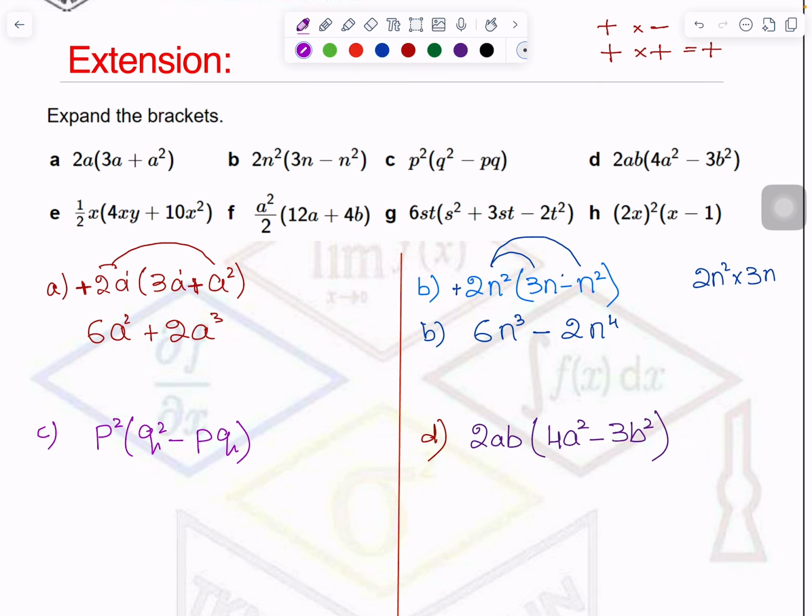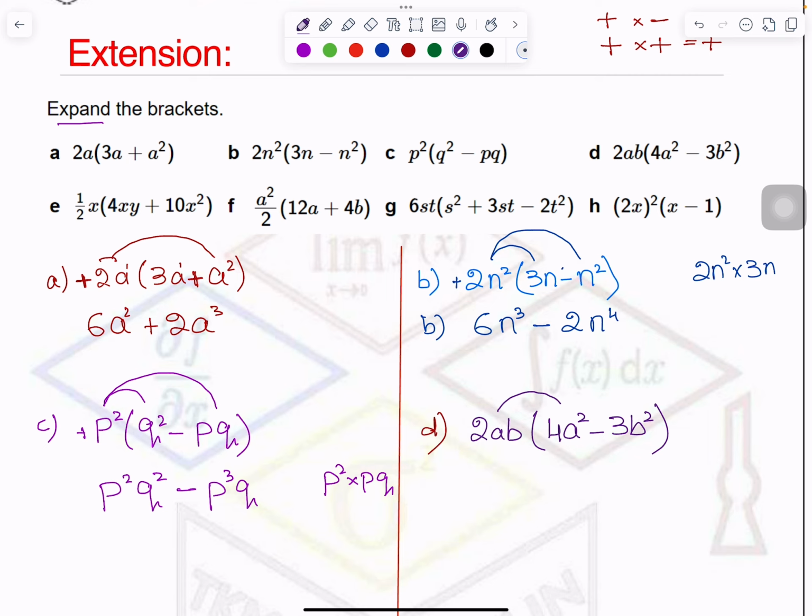Okay. So here p square multiplied by q square will be p square q square, because p and q are different bases. So we can write it like this. Then p square multiplied by pq square. Pq. Sign is here plus. Plus multiplied by minus is minus. Again, if you find it difficult, write it like this. So it will be p power 3 times q. Done. Right? Because the question is saying expand the bracket. We don't have to do anything. Now here, part D.